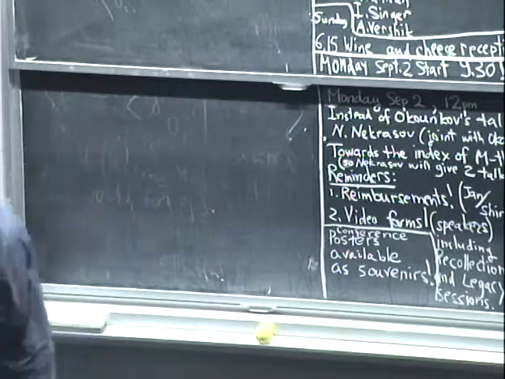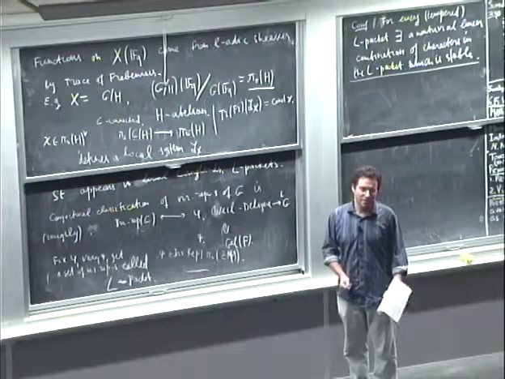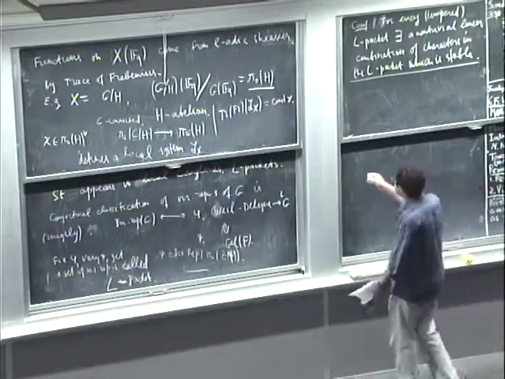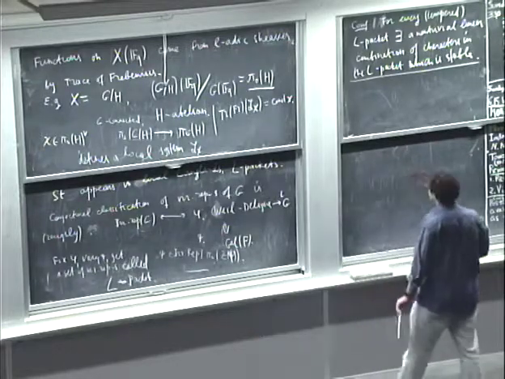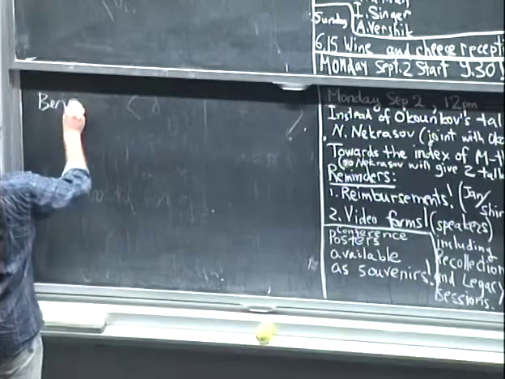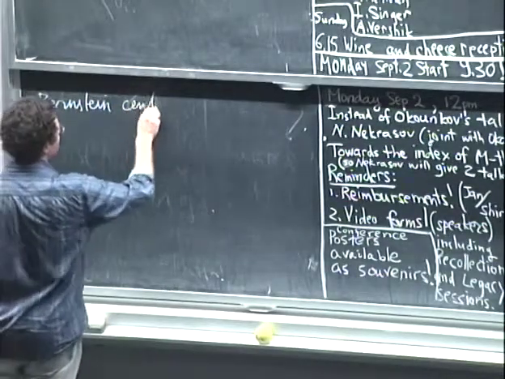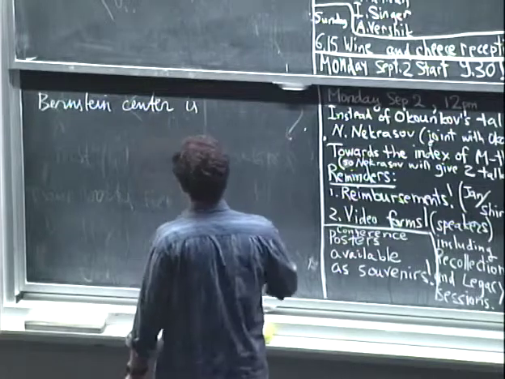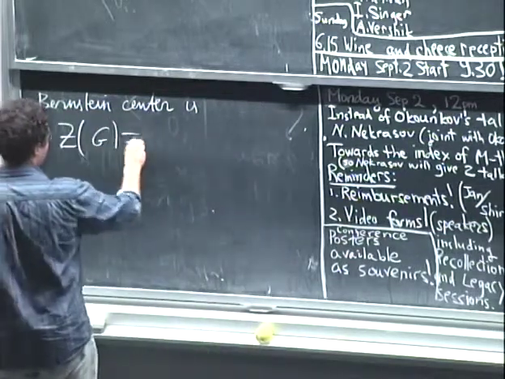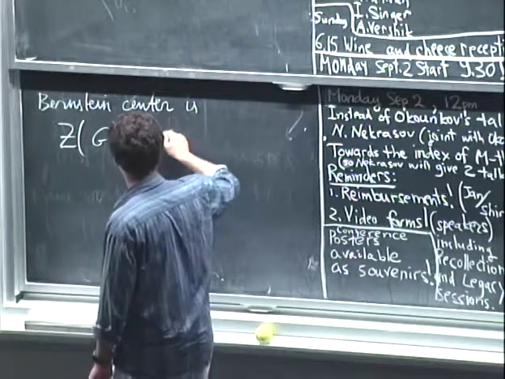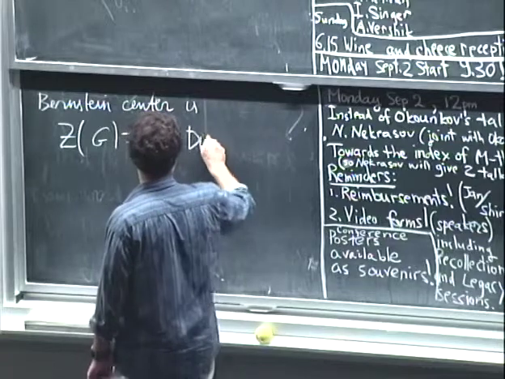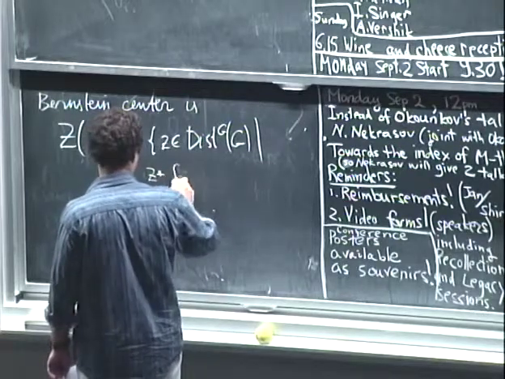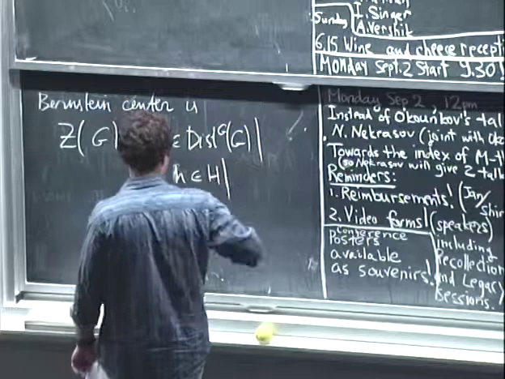It is, well, I didn't say what character it is, but whatever it is, it's a distribution. And so by definition it's an element of this vector space of invariant distributions, and I want it to lie in this vector space. So the Bernstein center Z of G is the set of all invariant distributions Z such that Z star H lies in H for all H.